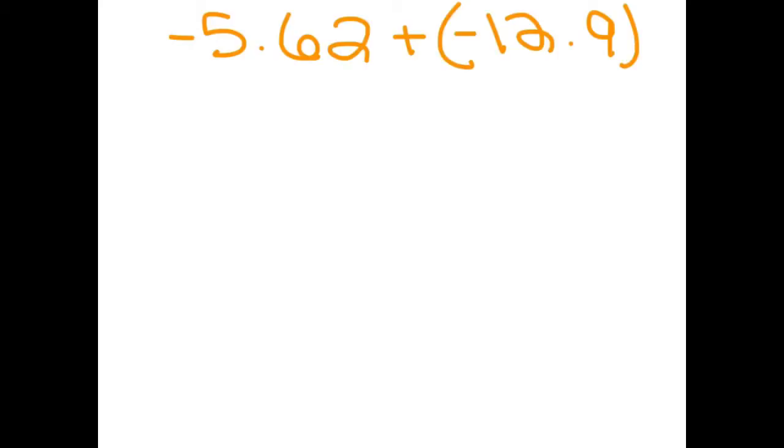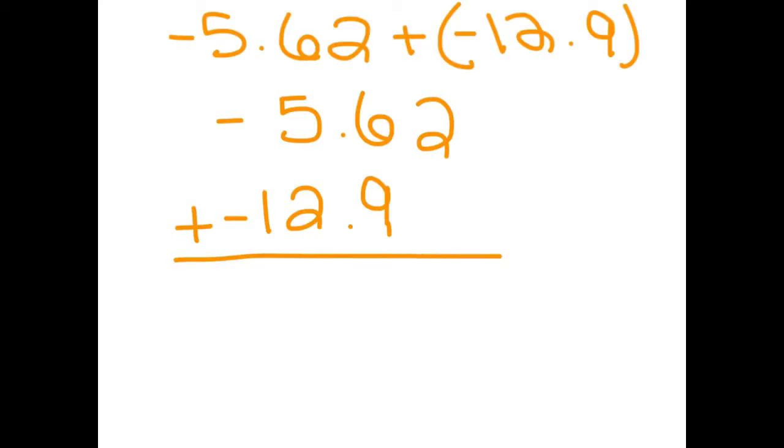Our problem is negative 5 and 62 hundredths plus negative 12 and 9 tenths. To set up this problem, we need to line it up like this and add zeros as our placeholders.